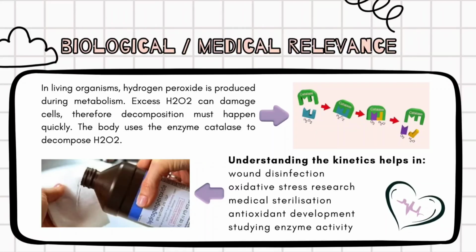Understanding the kinetics of hydrogen peroxide decomposition is also important in medical applications. It plays a role in wound disinfection, oxidative stress research, medical sterilization, antioxidant development, and studying enzyme activity. So, the kinetics of hydrogen peroxide is not only relevant in chemistry, but is also highly significant in biology and medical science.